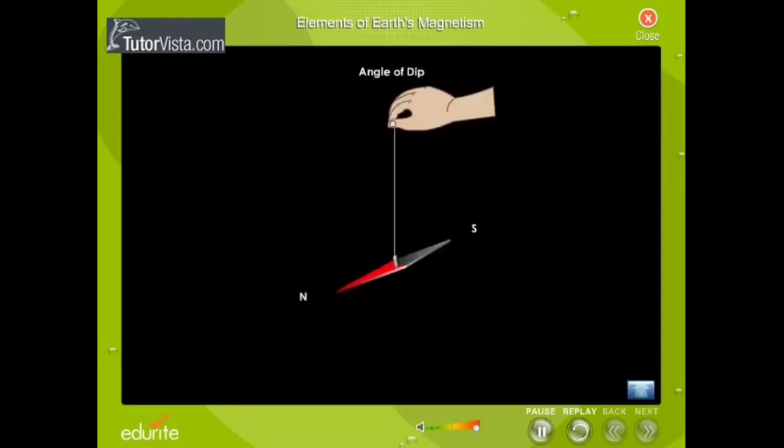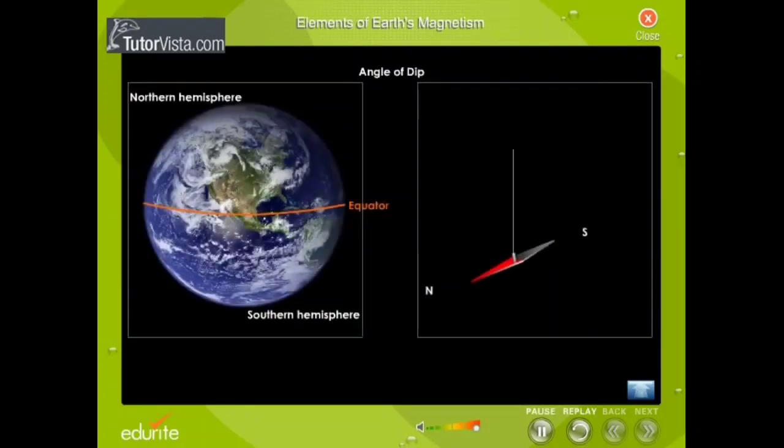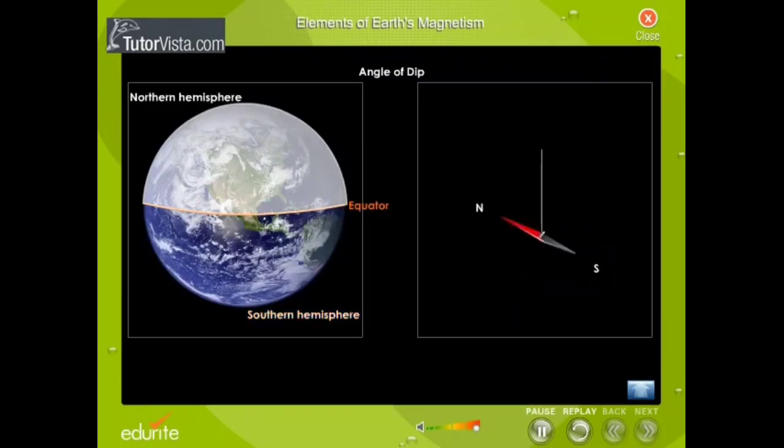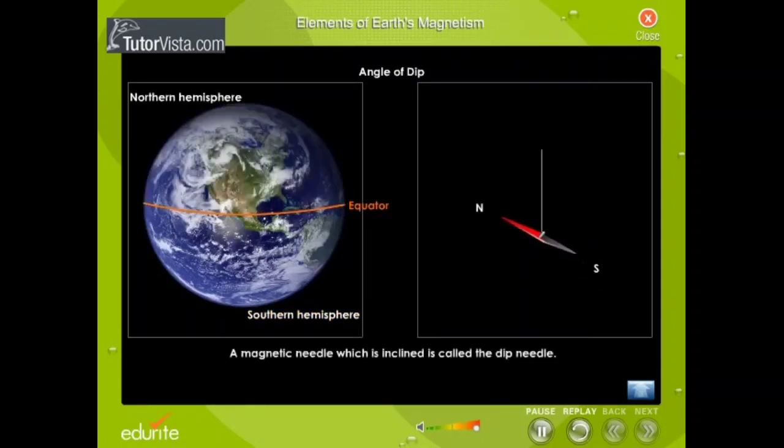Angle of dip. When a magnetic needle is suspended freely about its center of gravity in such a way that it is free to rotate in a vertical plane, then, in a steady state, the needle dips down with respect to the horizontal. It has been found that in the northern hemisphere, the north pole of the magnetic needle inclines downward, whereas in the southern hemisphere, the south pole of the needle inclines downward. A magnetic needle which is inclined is called the dip needle.